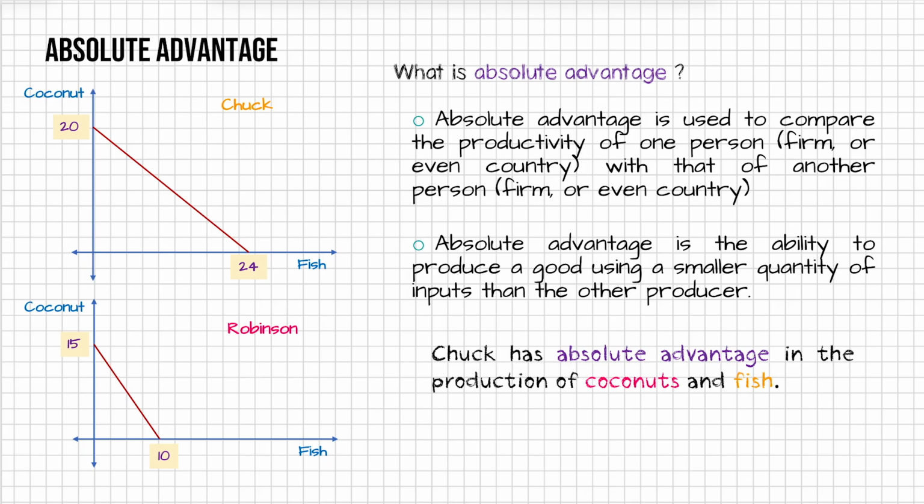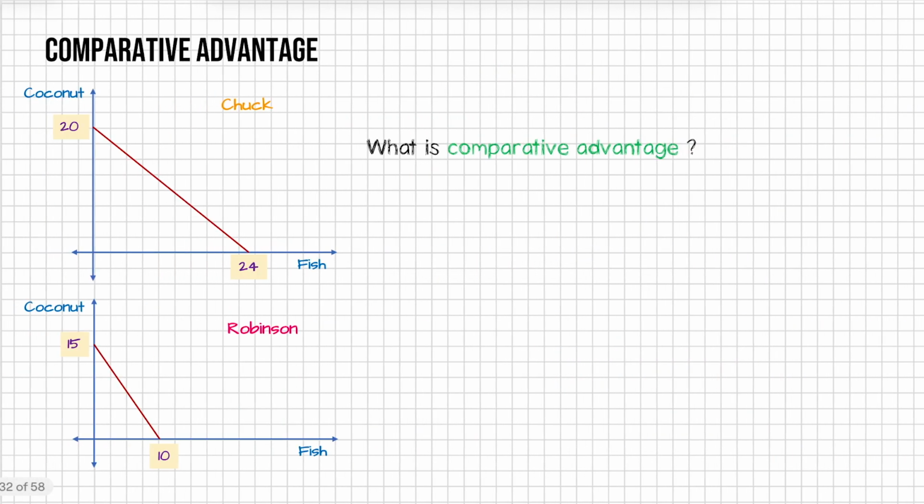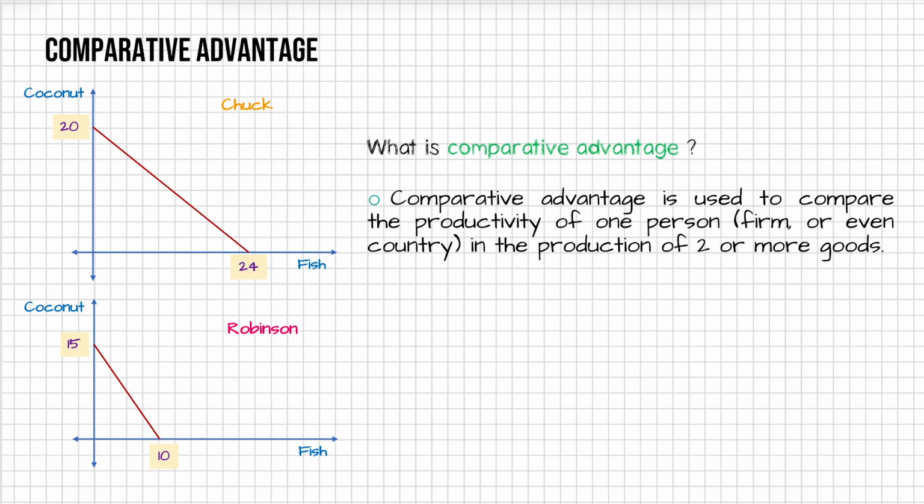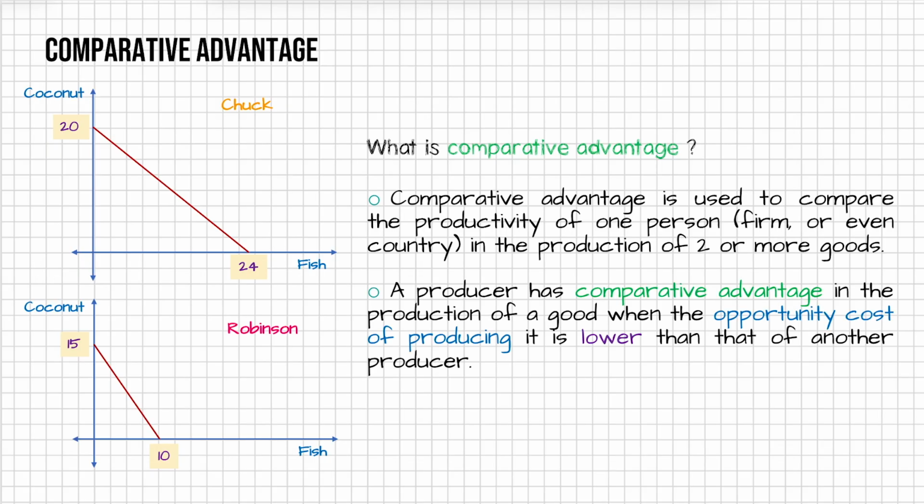Now we still need to talk about comparative advantage. So what is comparative advantage? Comparative advantage is used to compare the productivity of one person, firm, or even country in the production of two or more goods. A producer has comparative advantage in the production of a good when the opportunity cost of producing it is lower compared to another producer. So we'll need to compare the opportunity costs. Whichever producer has the lower opportunity cost of producing a good has the comparative advantage in that good.